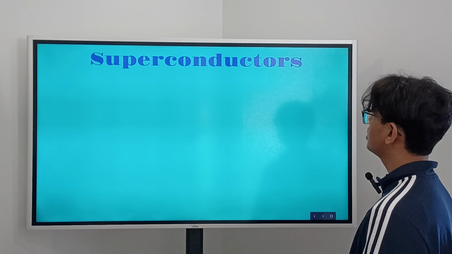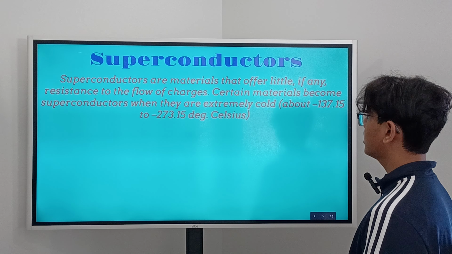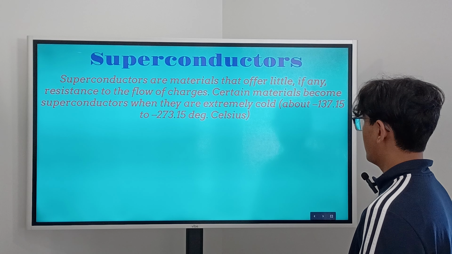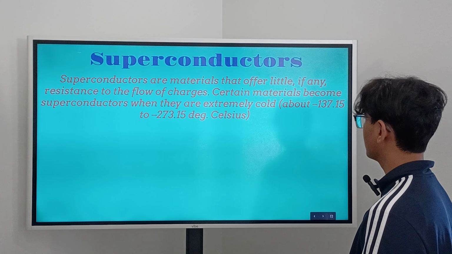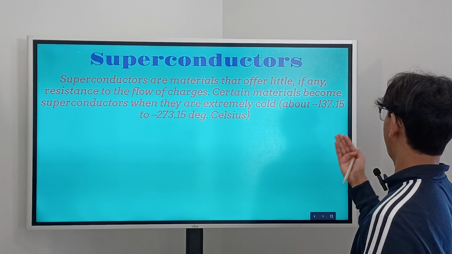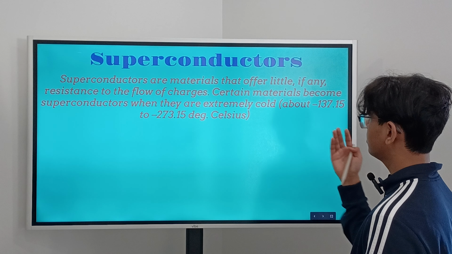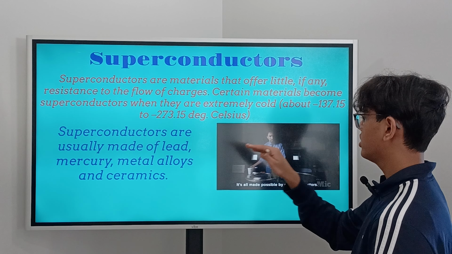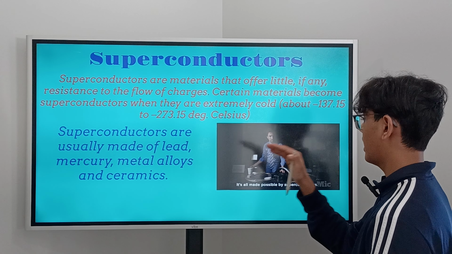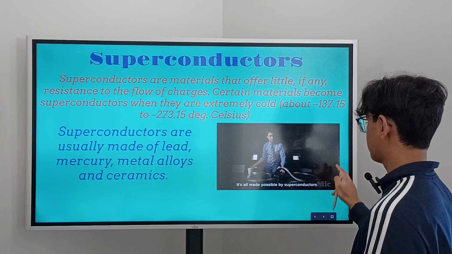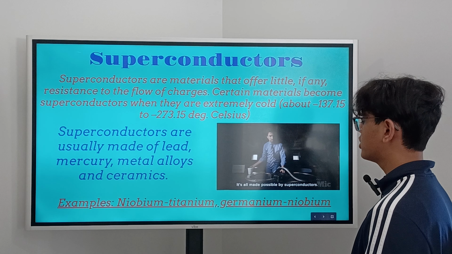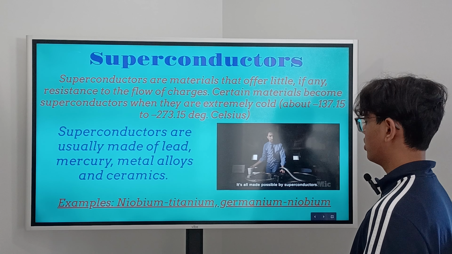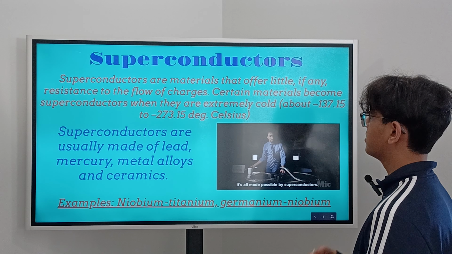And now let's cover what superconductors are. Superconductors are materials that offer little, if any, resistance to the flow of charges. Certain materials become superconductors when they're extremely cold, at about negative 137.15 to negative 273.15 degrees Celsius. Superconductors are usually made out of lead, mercury, metal alloys, and ceramics. Some examples of superconductors are niobium, titanium, and germanium. These are just a few examples, and that's basically what superconductors are.